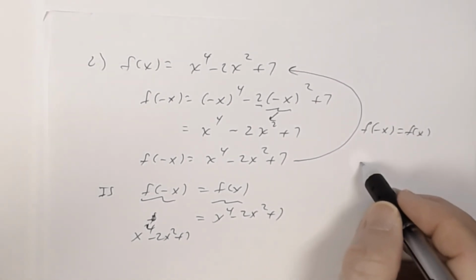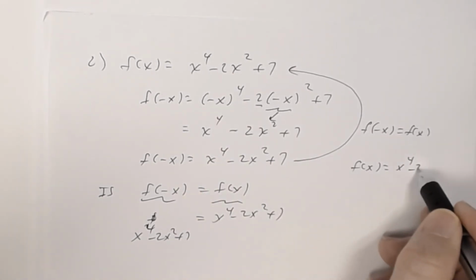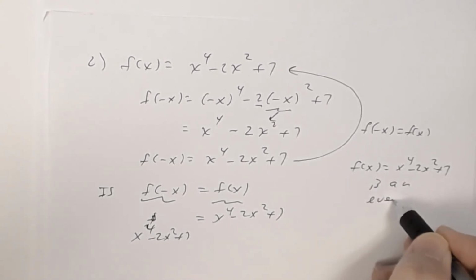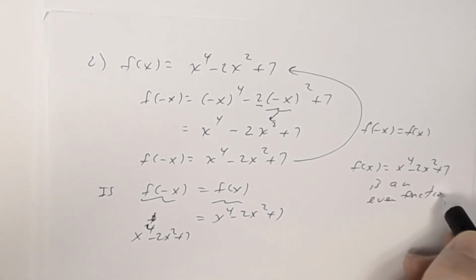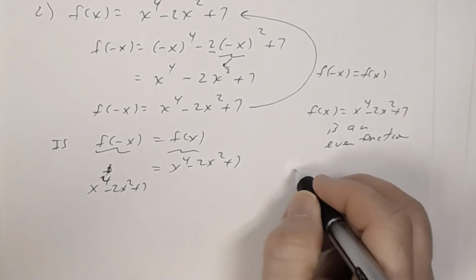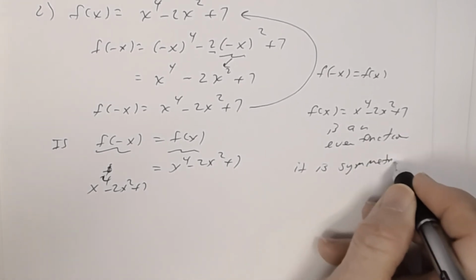All right, so now f of x, which is this, is an even function, which means it's symmetrical about the y-axis. It's symmetrical about the y-axis.